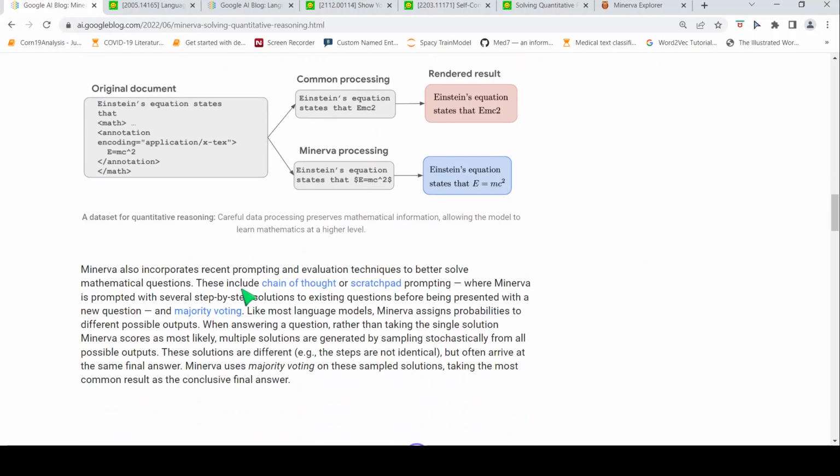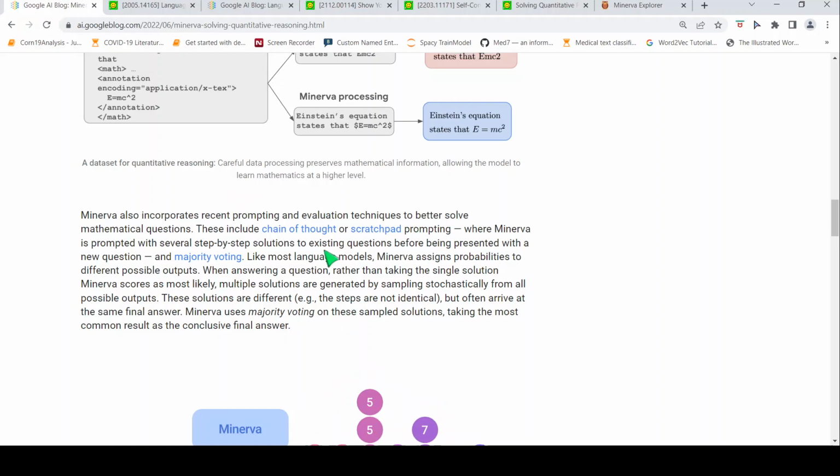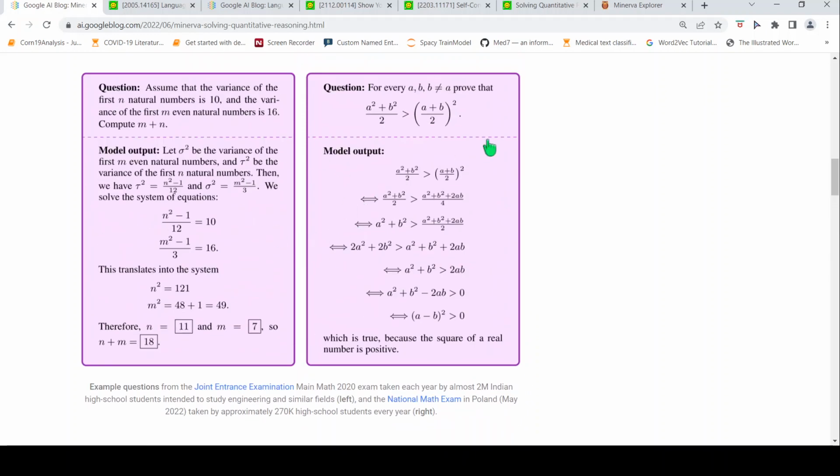And what happens over here is that they say that it includes chain of thought prompting, where Minerva is prompted with several step-by-step solutions to existing questions before being presented with a new question, and they use something called majority voting. Like most language models, this model assigns probabilities to different possible outputs when answering a question. Rather than taking a single solution, it looks at multiple solutions and picks the one with the highest probability. So they use something called majority voting over here. All these are a very high level idea of what is happening over here, right?